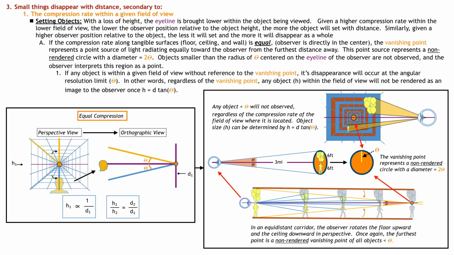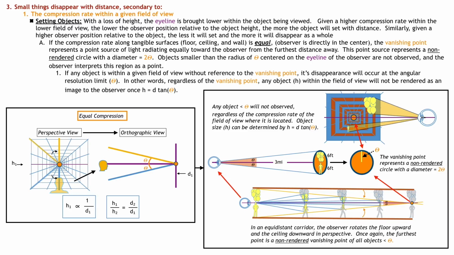So that's the vanishing point, and we'll cover that as we go as well. If you didn't catch all of it, it will hopefully become more apparent. But the second aspect is setting objects. So again, we are looking at small things disappearing with distance secondary to the compression rate within a given field of view. So this is how a setting object occurs.